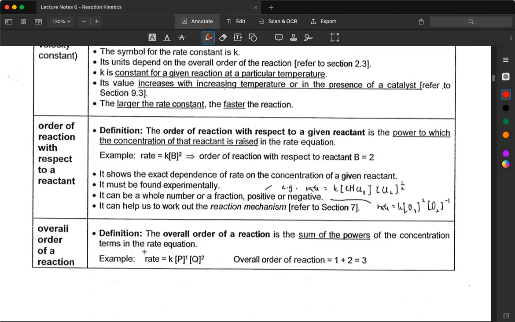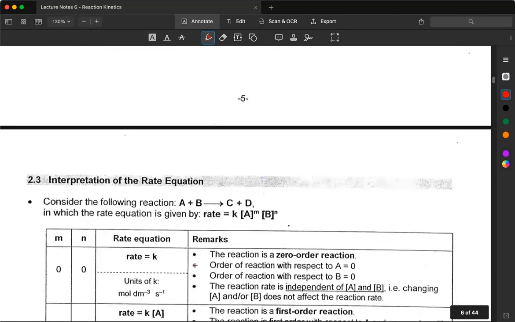The overall order of reaction is the sum of the powers of the concentrations. For example, we have P raised to the power of 1, Q to the power of 2. The overall order is 1 plus 2 equals 3. So that's how you can calculate.